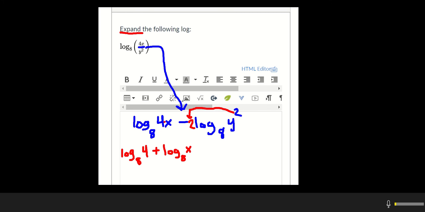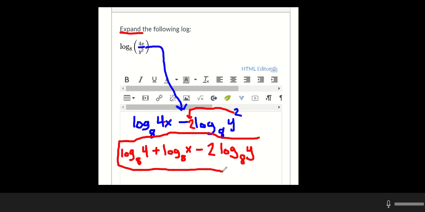As we said earlier, division becomes subtraction. And then if you have an exponent, it comes up to the front. So minus 2 log base 8 of y. And this is the type of answer I'm looking for here. So let's do another one.